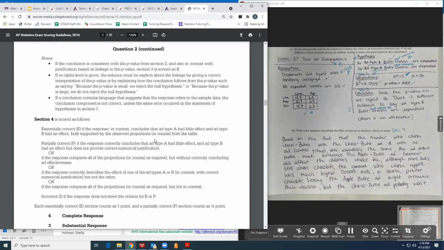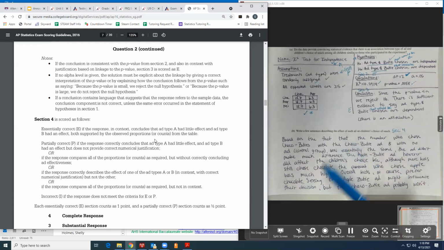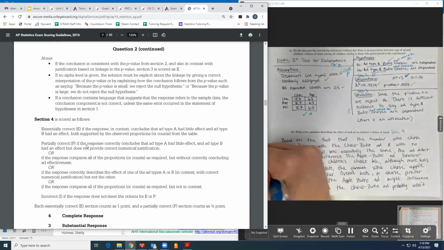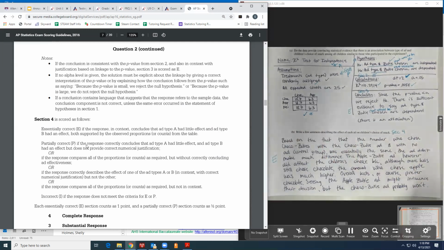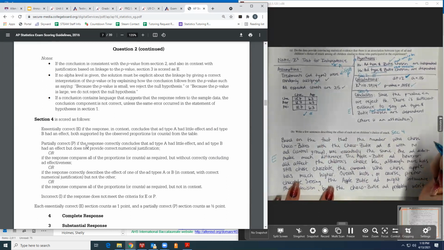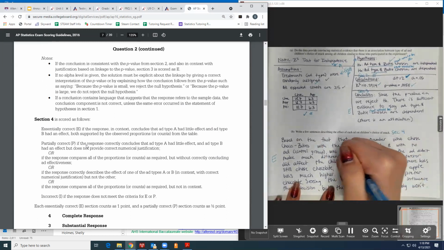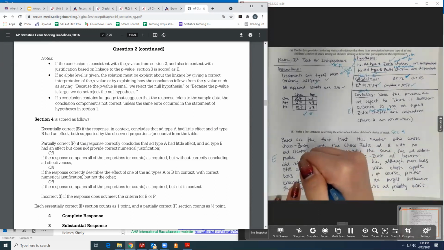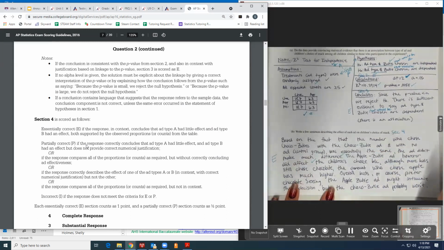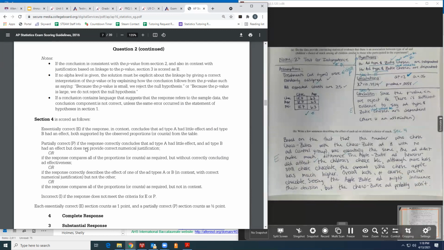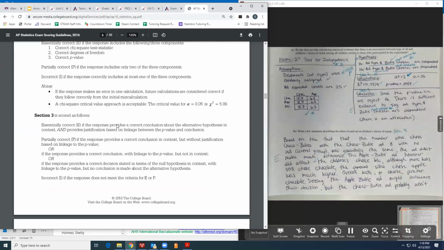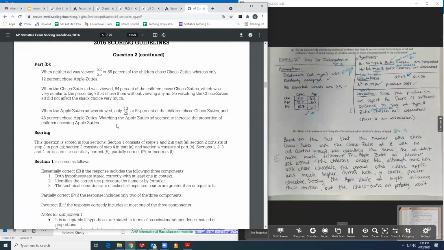I didn't directly say what the proportions were, but I said the amount who chose Apple was higher, so I'm referring to the counts. And essentially the same, I'm again referring to the counts and the proportions. So that is an essentially correct. Ad didn't make much difference. Ad did affect. And then I talked about the amounts throughout. Let's look at theirs.